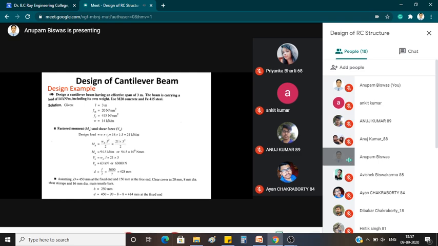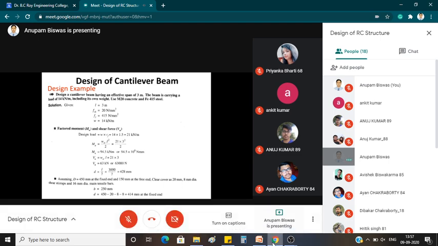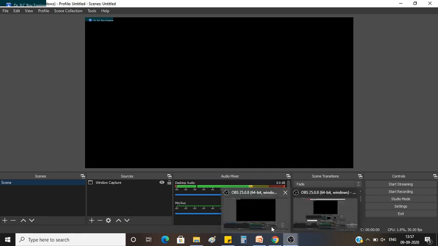We'll consider the value of clear cover as 20 mm, dia of the stirrup as 8 mm, and main bar as 16 mm. Okay, so considering all these values, this is a trial and error procedure, as all of you know. We will proceed with it.